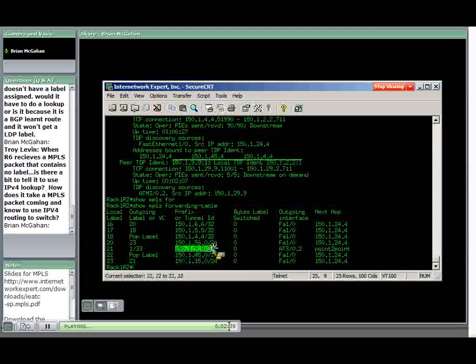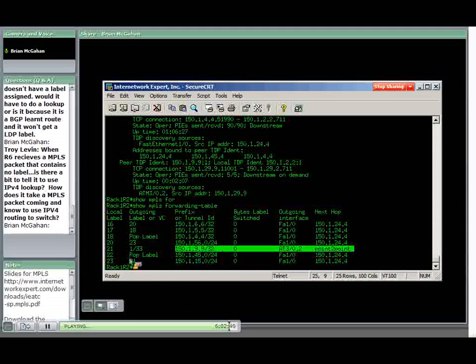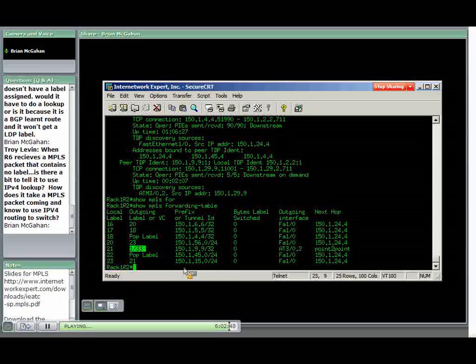Okay, so let me bring up the other interfaces in the transit path here. On router 1, we'll shut down the link over to router 5. And on router 5, we'll bring the link back up to router 4.